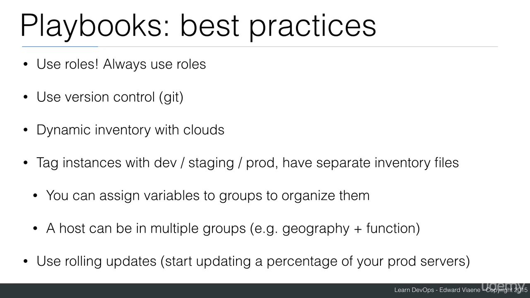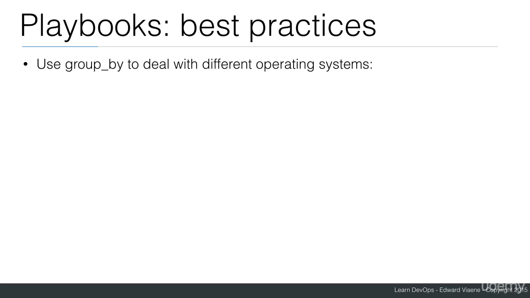Use rolling updates to make changes to production. You can start with only updating a quarter of your hosts, then if nothing goes wrong, you can continue doing the other ones. This way you mitigate an outage.